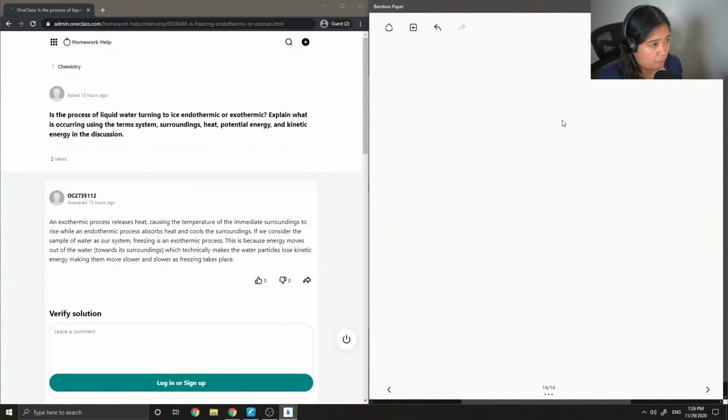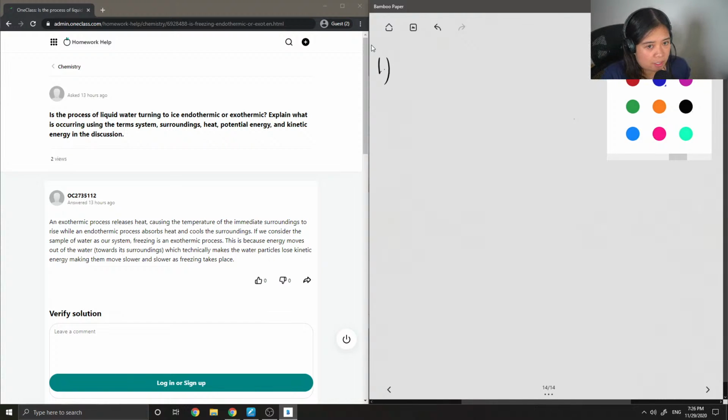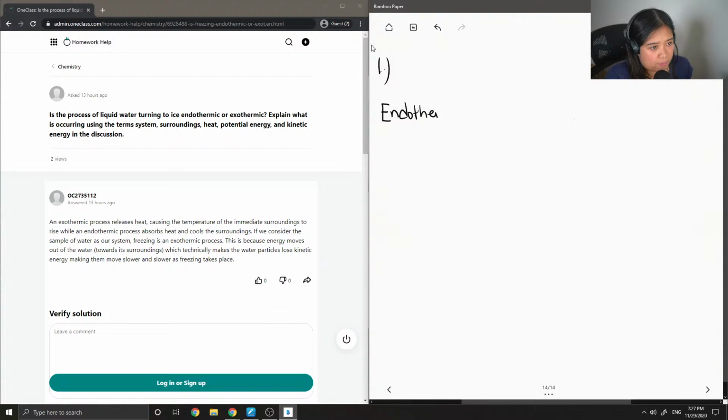Okay, so question 1 asks, is the process of liquid water turning to ice endothermic or exothermic? Explain what is occurring using the terms system, surroundings, heat, potential energy, and kinetic energy in the discussion. Okay, so before we answer this question, let's make a comparison table for endothermic and exothermic.